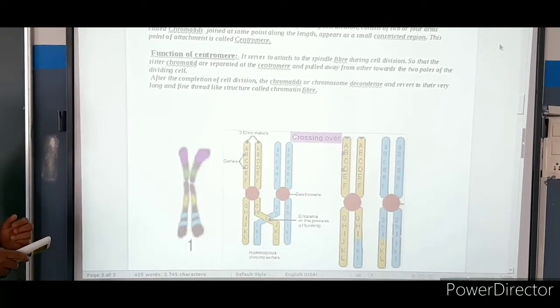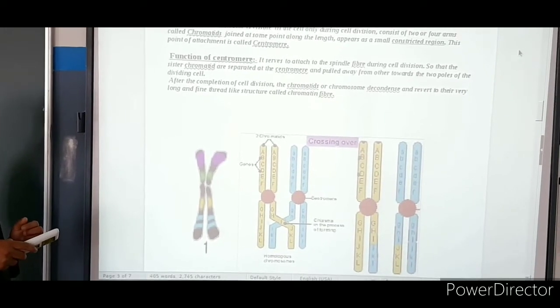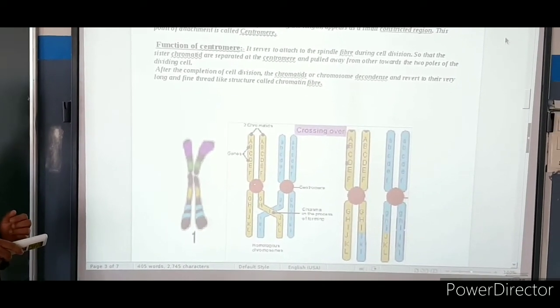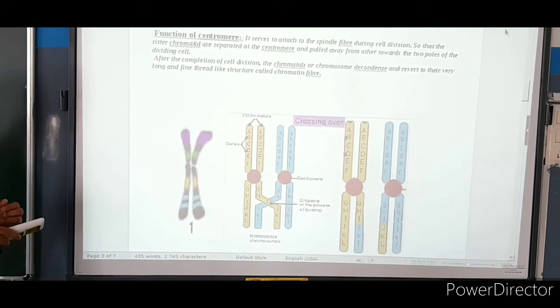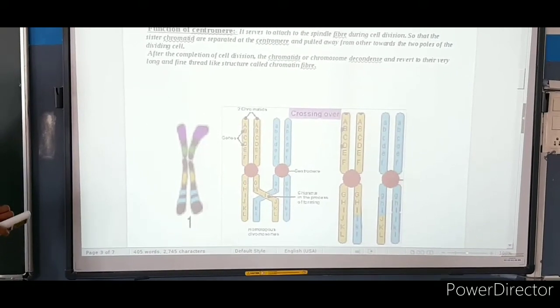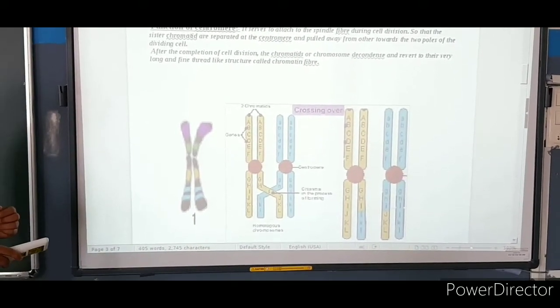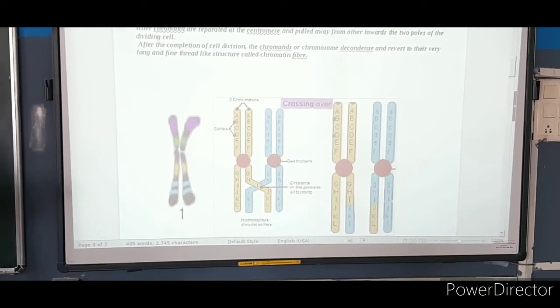Then if you see, these two arms of the chromosomes are chromatids. A chromatid is attached to a point called the centromere. So each chromatid is actually made of what? Chromatin fiber. You can see the chromosome. Each of these chromosomes has 4 arms, altogether 4 arms. This kind of chromosome is called a duplicated chromosome.